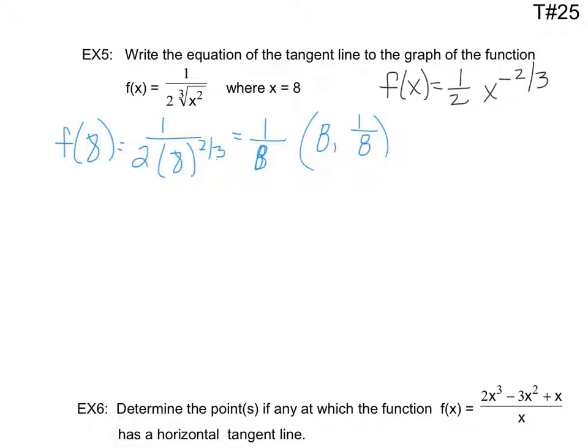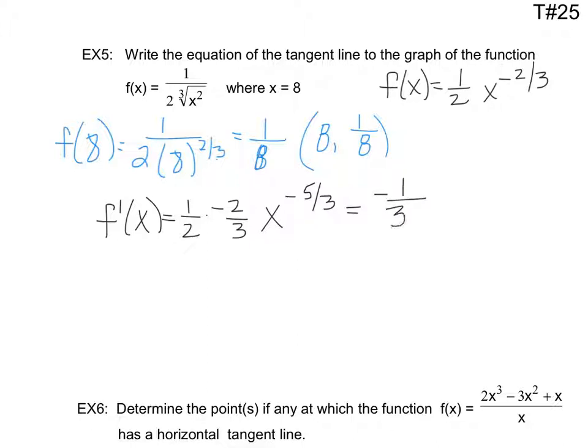So my derivative, f prime, is going to be power to the front. I'm going to write this one out. 1/2 times negative 2/3 x to the negative 5/3. What does that look like? Let's clean that up. That would be negative 1 over 3, and I'm going to go ahead and put that x to the 5/3 on the bottom of the fraction.